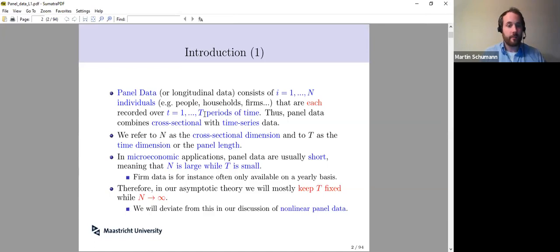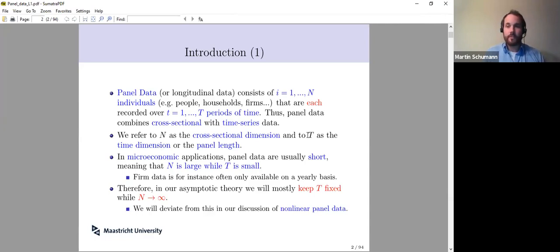So panel data combines a cross-sectional dimension, whose length is denoted by n, with a time series dimension, whose length, the panel length, is denoted by t. In microeconomics, we typically have many individuals in a sample, but only very few time periods per individual, because collecting panel data is very costly. You have to call a company or individuals every year and ask them a questionnaire. People will drop out. It's very costly to track people, and therefore you typically have very few data points in the time series dimension, where you have many data points in the individual dimension.